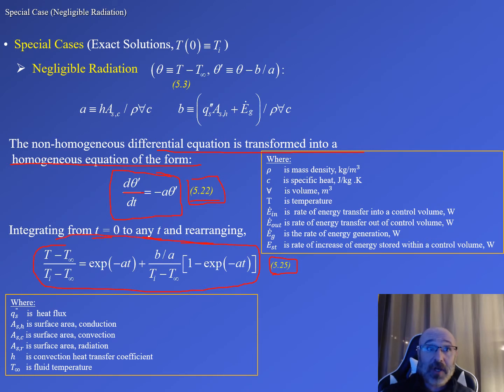We have our temperature difference, T minus T infinity, divided by T sub I, our initial temperature, minus T infinity. And this is equal to the exponent of negative At, where again, A is this relationship that we see up here, plus our B over A, so we can get that B over A by using both of those relationships, divided by our temperature difference, again, the same Ti, our initial temperature, minus our surrounding temperature, T infinity, times now 1 minus the exponent, again, of negative At, where again, that's that same A up there.